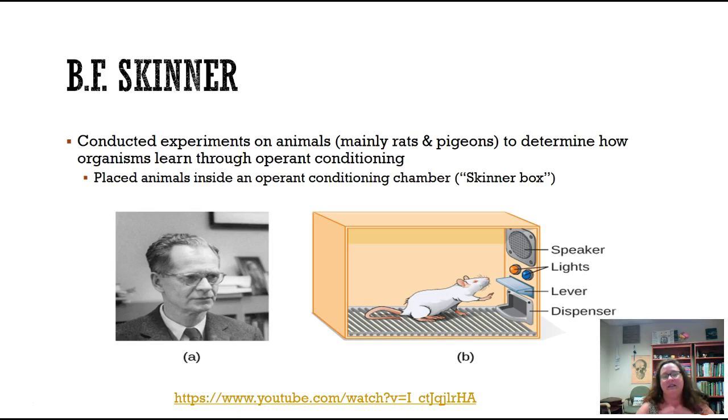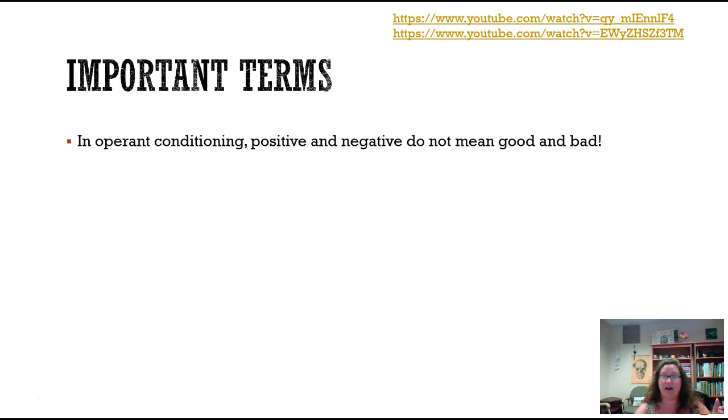So he did work with animals, mostly rats and pigeons, and really wanted to understand how he could train them through this process of rewarding them or punishing them for behavior. So he put these rats, you can see them there in the Skinner box. They'll press a lever and they'll get a reward, or they'll press a lever and they'll get a shock, which is a punishment. And so he could shape their behavior very, very well by using this process.